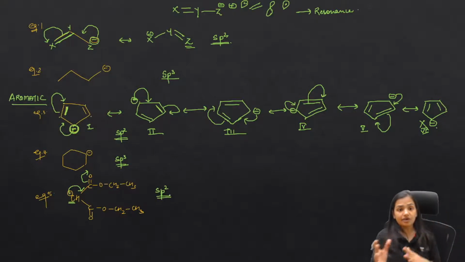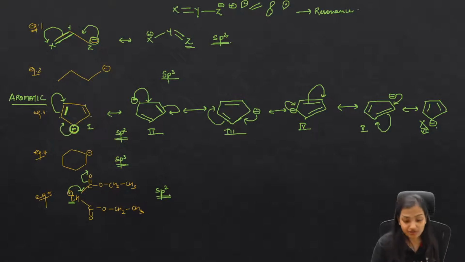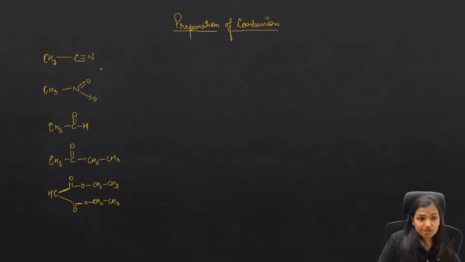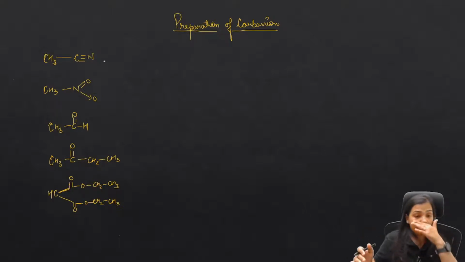So this is how we can identify the hybridization of the carbanion. Carbanions are usually sp3, but when they are in resonance, resonance changes the hybridization to sp2. This is the criteria that is very necessary for us to understand whether the carbanion is planar or not planar. Specifically, while solving questions related to aromaticity, you need to know that.